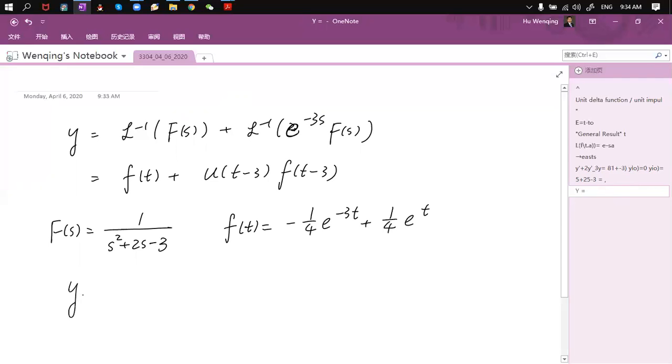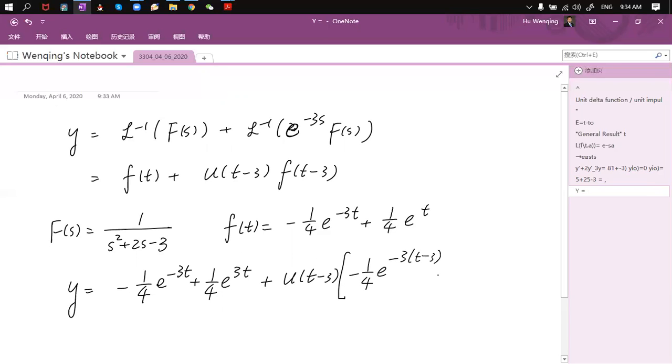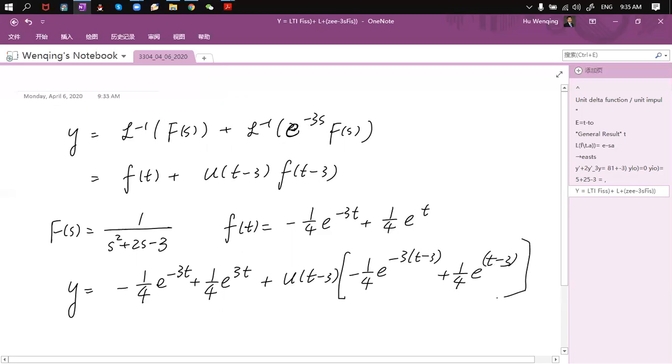So that means the y function is found. It is 1/4 e to the power minus 3t plus 1/4 e to the power t, plus u of t minus 3. And then you have to replace all the t by t minus 3, and then plus 1/4 e to the power t minus 3. So you have to replace all the t by t minus 3 in order to reach a satisfactory answer.